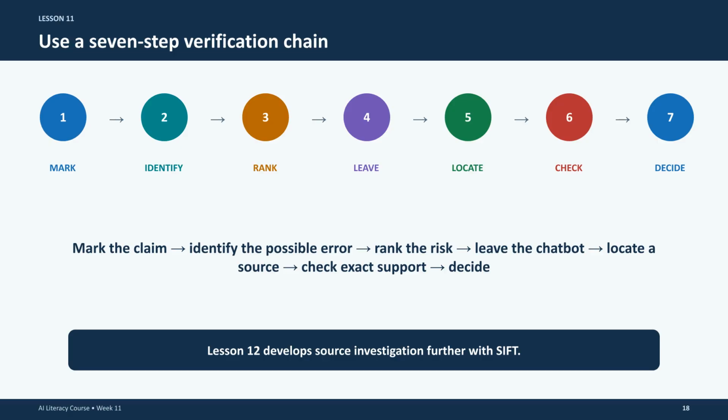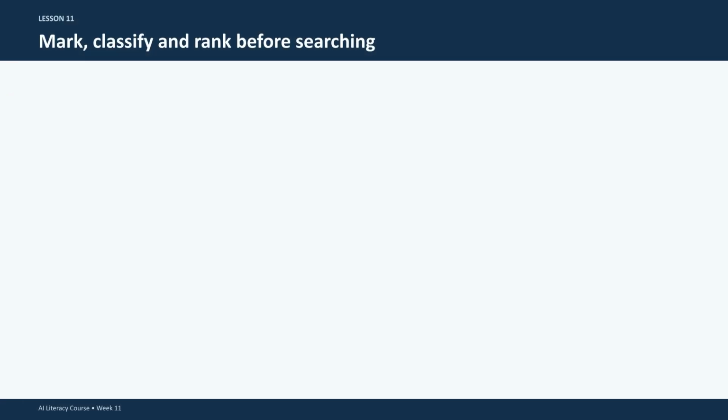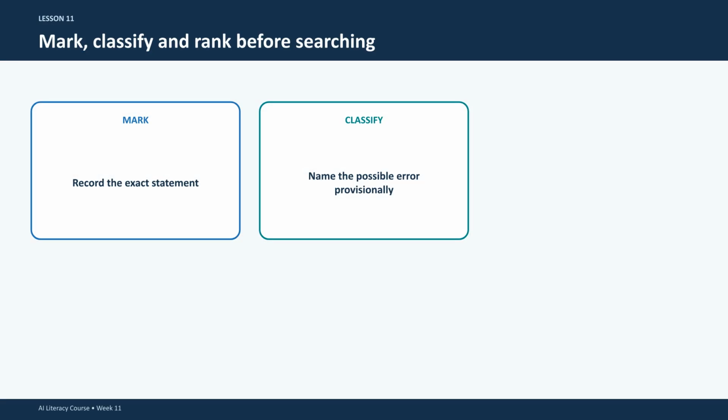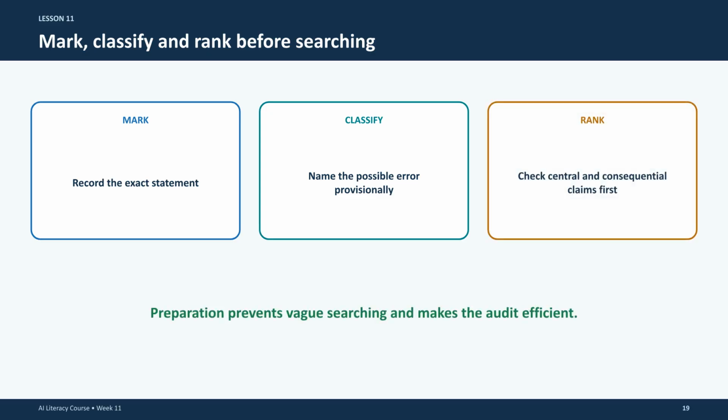To stay systematic, use a 7-step verification chain. Mark the claim, identify the potential error, rank the risk, leave the chat, locate a reliable source, check the evidence, and then decide on your next action. Preparation is key. Before you start searching, record the exact statement you are checking, classify the possible error, and rank its importance. This organized approach prevents vague searching and makes your audit much more efficient.